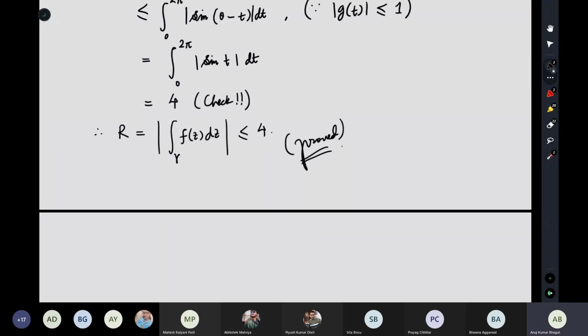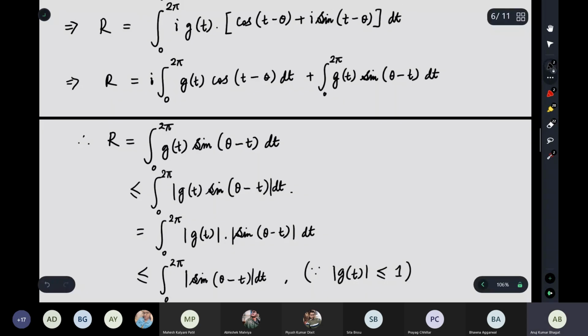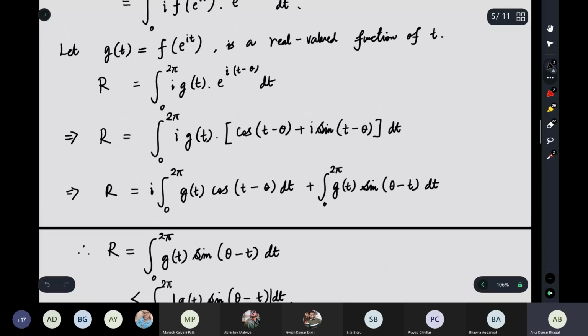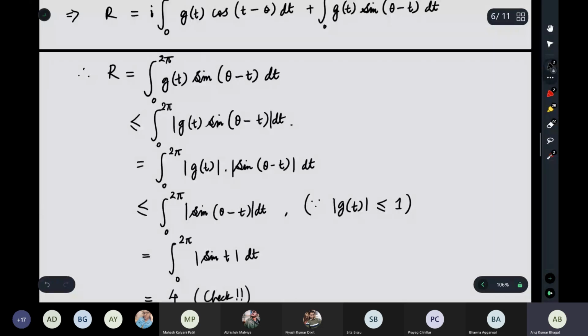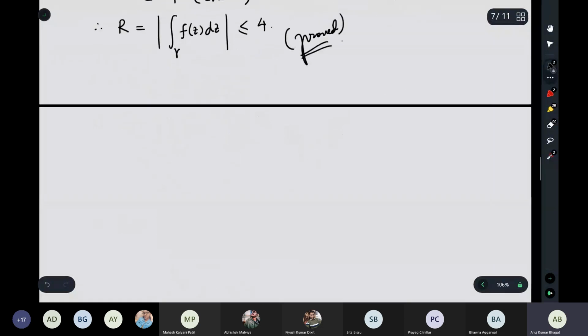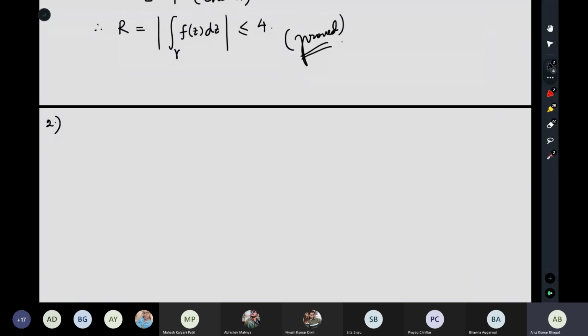Now we're remaining with question 1 and 2 from this sheet. So now I'll go to number 2. For number 2, I'll not complete the whole thing. I'll just start with the first part. So what was number 2? Let me write the question very quickly, not the full question. So let f from d to c be a branch of logarithm.